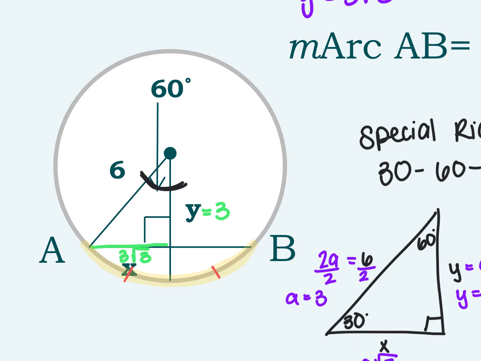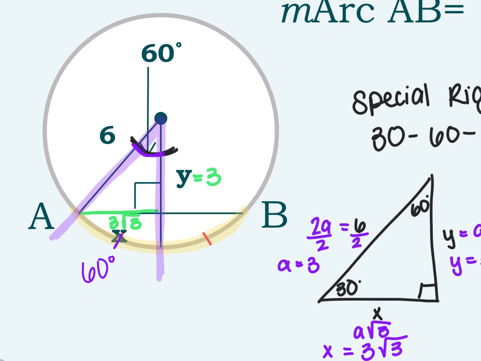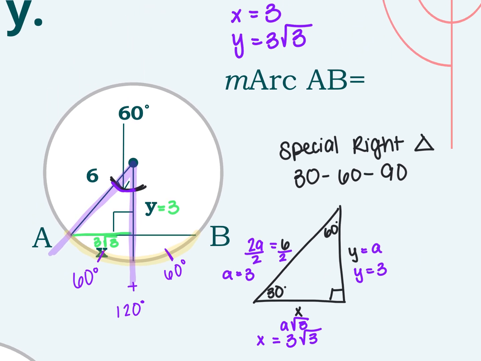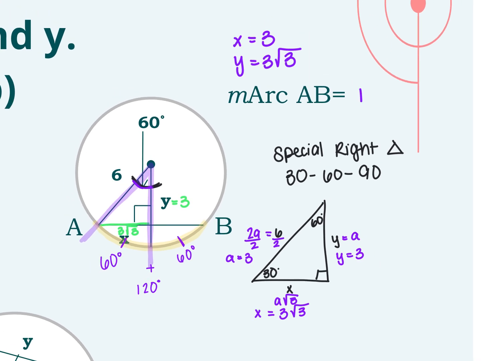If I'm looking at this, I have my central angle right here. What is the measure of this central angle? 60. So what should my arc measure be? 60. If my angle measure right here was 60 degrees, this arc is also going to be 60 degrees. So what should this arc equal? 60 as well. So what do I have to do with them? Add them to get my total, which is going to be 120. So the measure of arc AB is going to be 120 degrees.